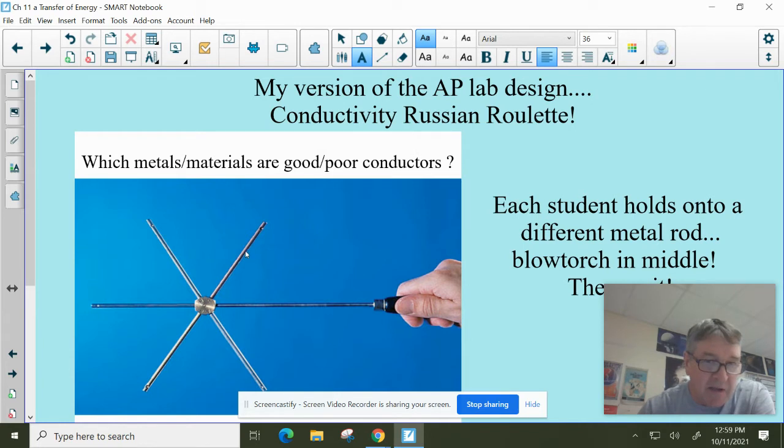Some metals will conduct the heat very rapidly, so the first kid is going to yelp in pain. The next kid is like, what's the problem? So different metals have different conductivities. The school said I can't do this anymore, but I thought it'd be kind of fun to motivate children not to do poorly. I call it conductivity Russian roulette. Okay? So we can't actually do that, but you get the idea. Different metals conduct differently, and we have a way of quantifying that.